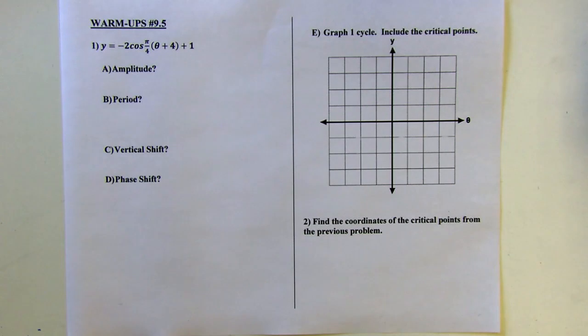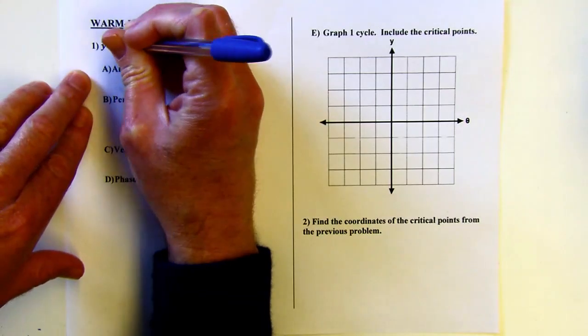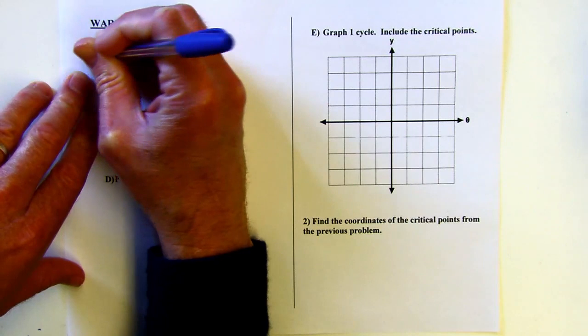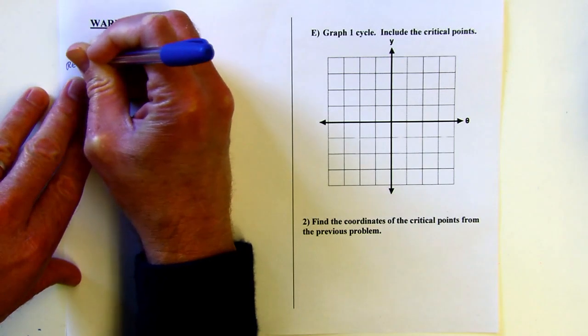Okay, here's warm-up 9.5, going to graph this cosine function. All right, but first I gotta collect some info. So first thing I'm noticing here is that I have a reflection. So I'm gonna be reflecting this cosine curve over the theta axis.